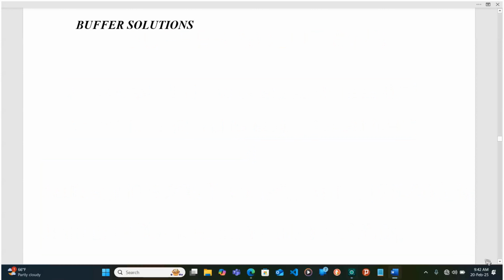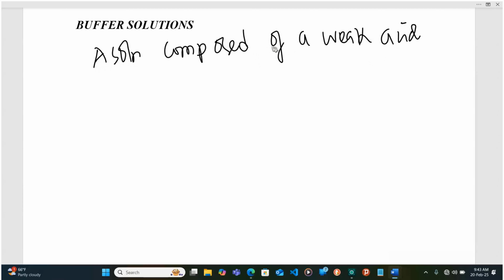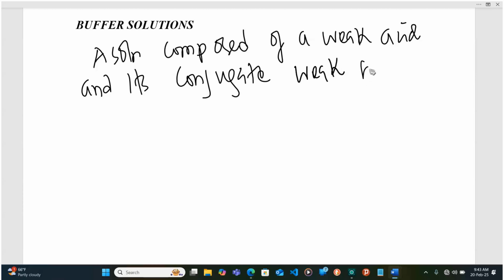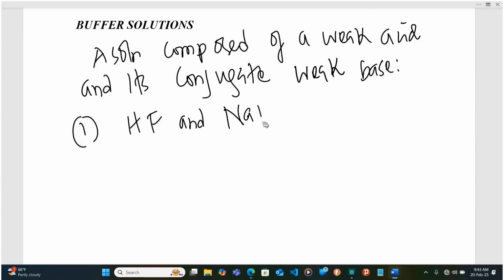A buffer solution is a solution composed of a weak acid and its conjugate weak base. Take an example of a hydrofluoric acid and sodium fluoride solution, where you have HF/NaF. This forms a buffer solution.